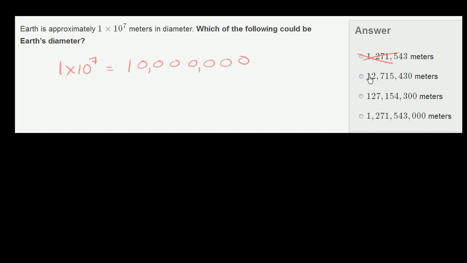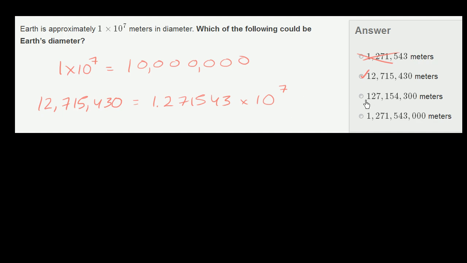10 million is if I wanted really just one digit to represent it, if I were to write this in scientific notation. This right over here, 12,715,430, if I were to write this in scientific notation, is 1.271543 times 10 to the 7th. And when you write it this way, you say, hey, if I was to really estimate this and get pretty rough with it and just rounded this down, I would make this 1 times 10 to the 7th. So this really does look like our best choice.